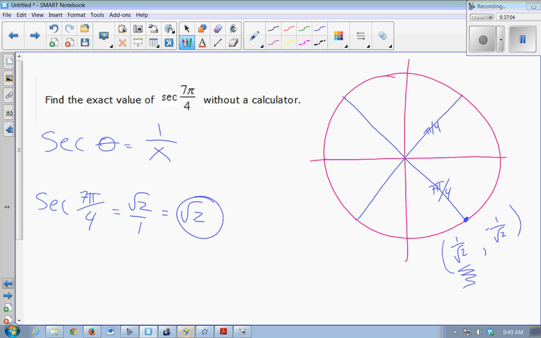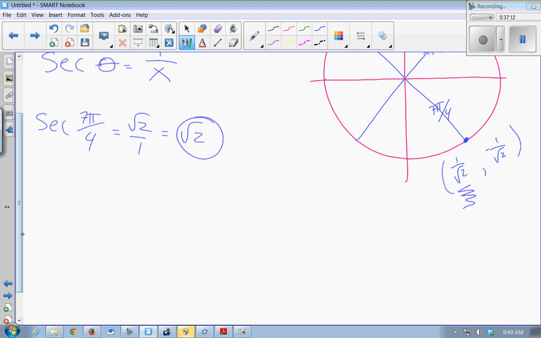So writing 1 over something is the same thing as saying the reciprocal of that thing. Let me just do that out because it can be a sticking point. So 1 divided by 1 over root 2. 1 over the x-coordinate. So 1 I could rewrite as 1 over 1, right? And then dividing by a fraction is the same thing as multiplying by its reciprocal. 1 over 1 times root 2 over 1 is root 2. So you can do the division out if you want, or you can just flip the x-coordinate over.